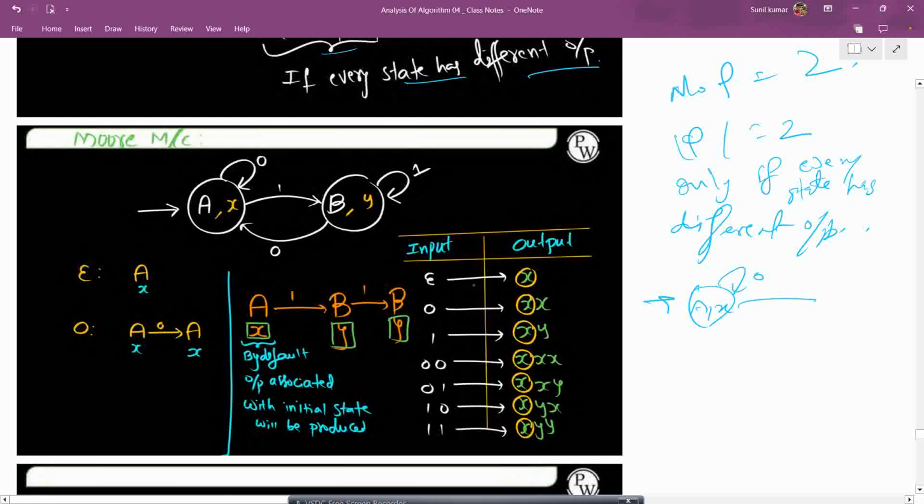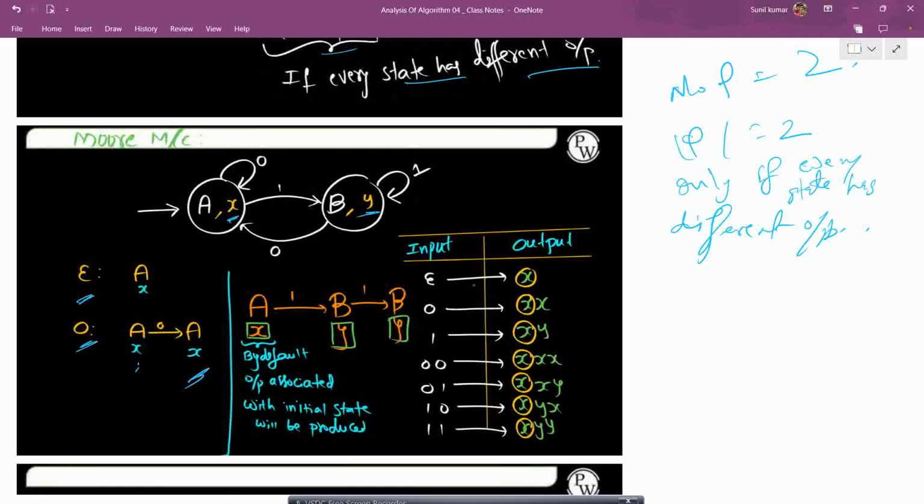So in Moore machine, we have a comma x going to 0 and 1. For state a the output is x, for state b the output is y, and these are the transitions. For epsilon, the output would be x. X is the output.